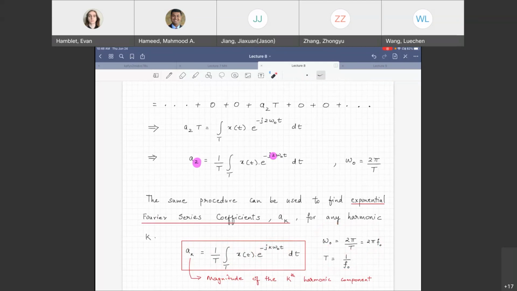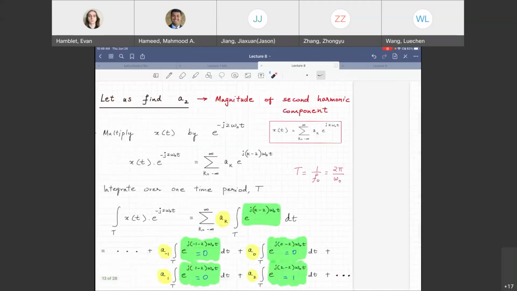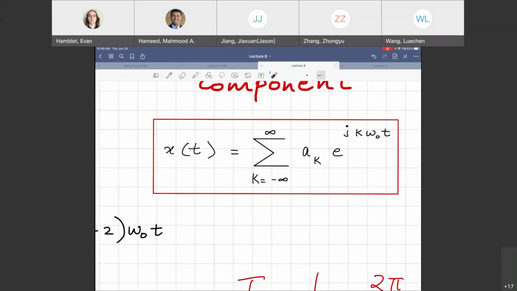So this is one thing, right? There are two things here. One, given x of t, can you find out a sub k? The second is, given a sub k, can you find out x of t? Right? You can twist it in two ways. This formula lets you go one way. Given x of t, you can find out the exponential Fourier series coefficients. This other one allows you to go the other way. Given a sub k, you can find out x of t.